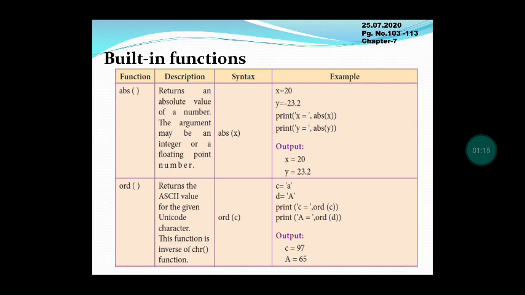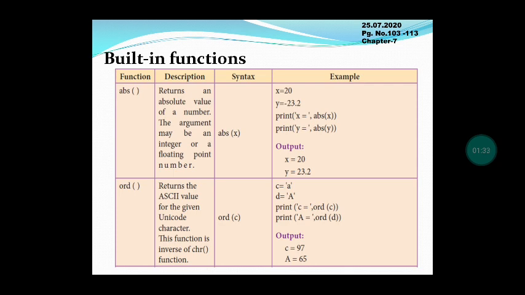For small a, the ASCII value is 97. For small b, 98. Small c, 99. Like that it goes on. And for capital A, the ASCII value is 65, and capital B is 66, and it goes on the same way.